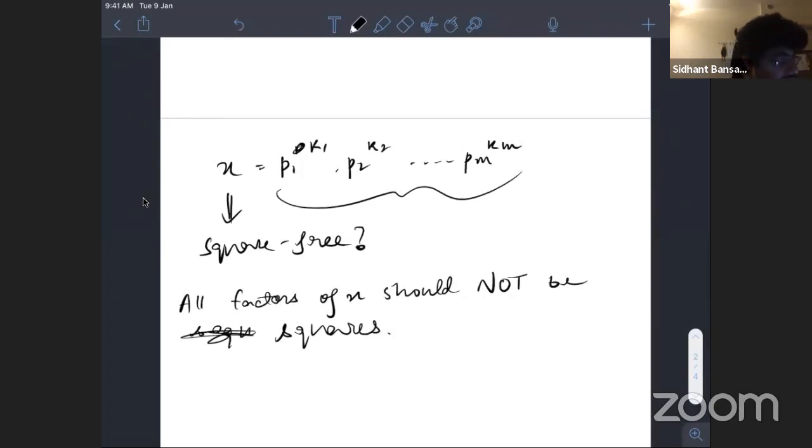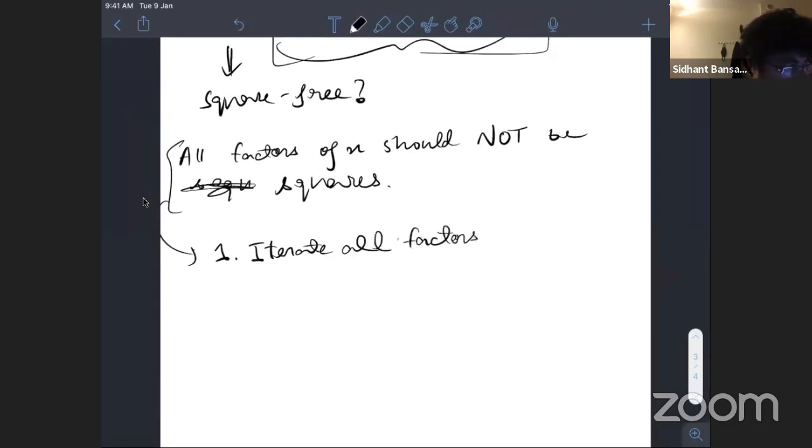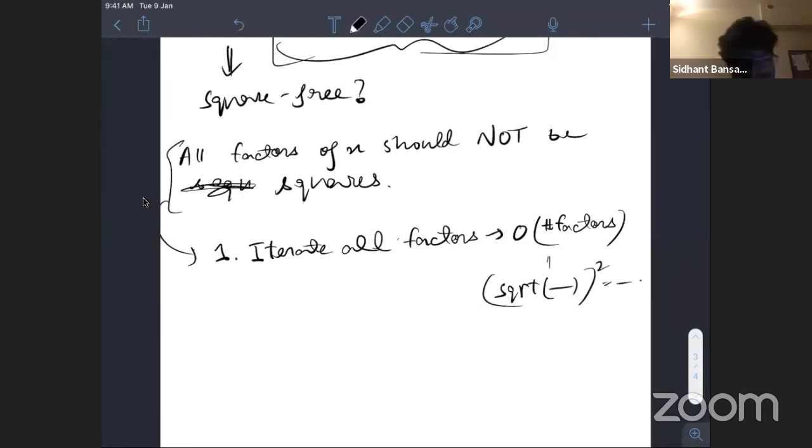But if you didn't think about the prime factorization method, what would you probably do? The first approach people would try is to iterate over all factors, pick all the factors and see whether they are square numbers or not. The complexity of this will be the number of factors of n. For each factor, you will have to check whether it's a square number or not. That's generally done pretty fast because you can use the square root method, get the square root and square it again to check whether you get the same number or not.